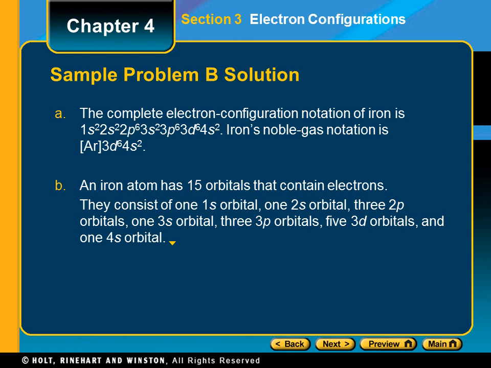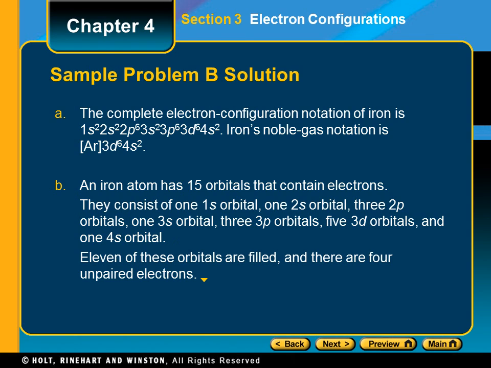They consist of 1 1s orbital, 1 2s orbital, 3 2p orbitals, 1 3s orbital, 3 3p orbitals, 5 3d orbitals, and 1 4s orbital. 11 of the orbitals are filled, and there are 4 unpaired electrons. How do we know that? Well, again, we're looking and seeing where the electrons are in the 3d sublevel.